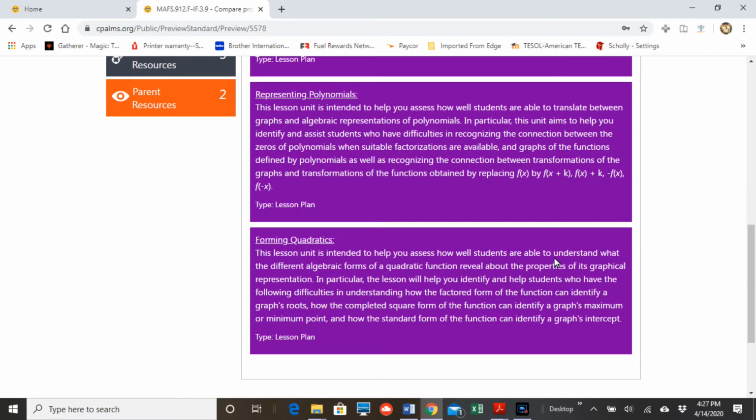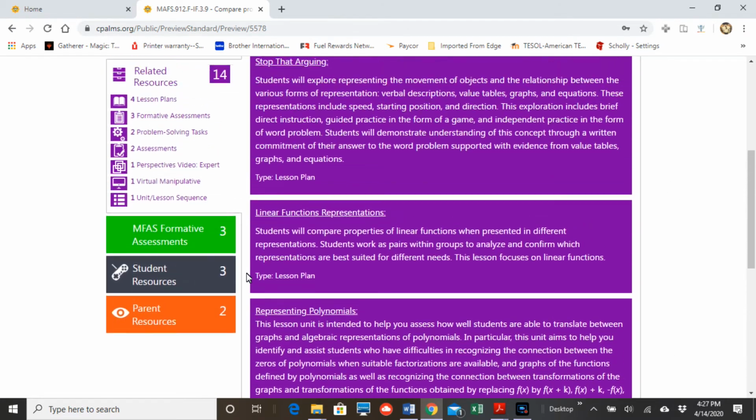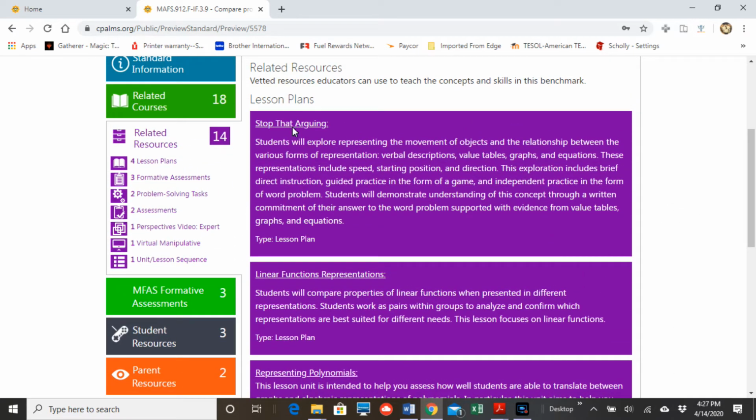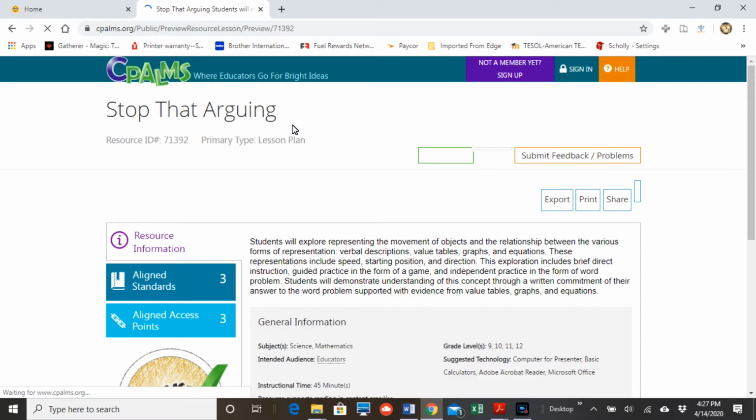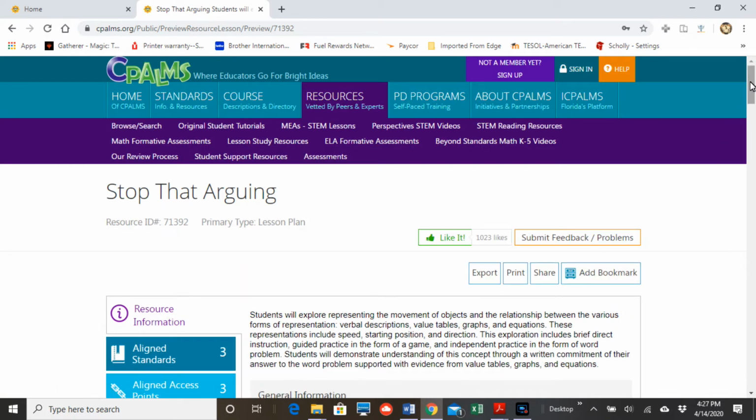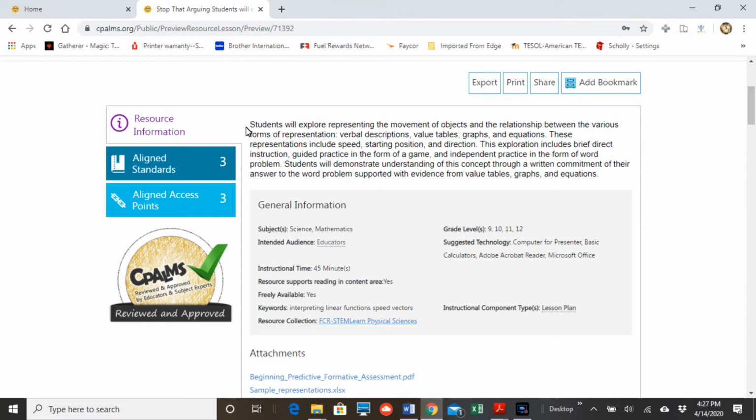How well students are able to understand what different algebraic forms of a quadratic function reveal. So this is all expectations for the students. This is what each of them are doing. So you can click on these and you can look at the lessons themselves to better understand how this relates. And as you noticed, the same text is provided at the beginning of each lesson so that you can maintain consistency and also focus for students.